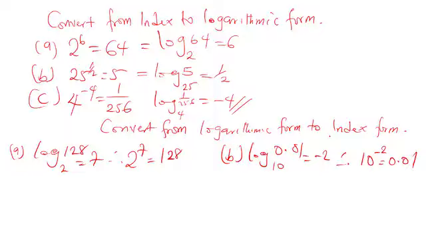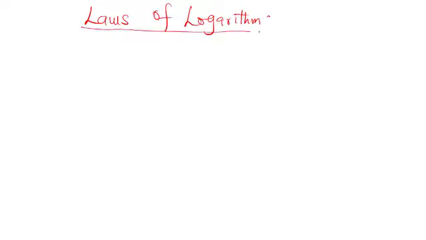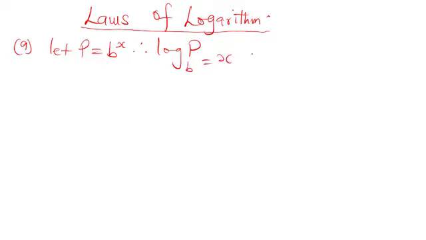Finally, for today's class, let's talk about the laws of logarithm. Now, if we are talking about the laws of logarithm, we say, for example, let p equal b raised to power x. Then, just like what we did, we now say log p base b is equal to x. This is the first law. Remember, the power is always here. The log itself is a standing term, and what you have as a base here serves as the base of the logarithm.